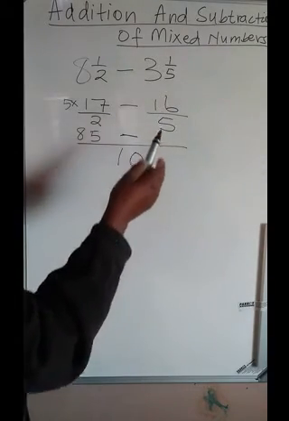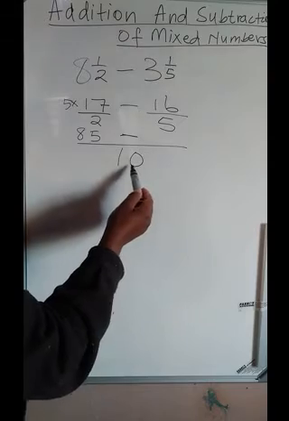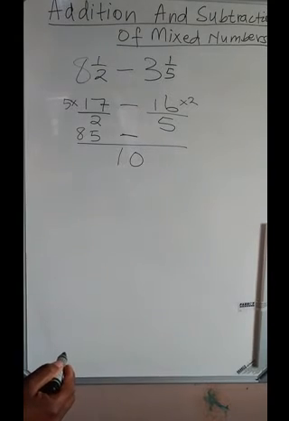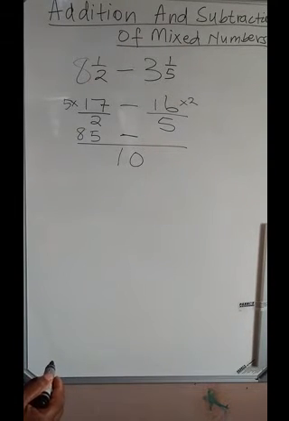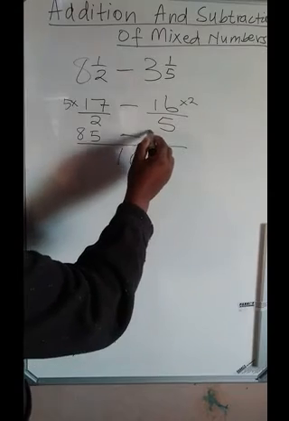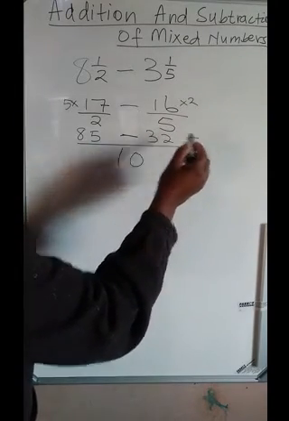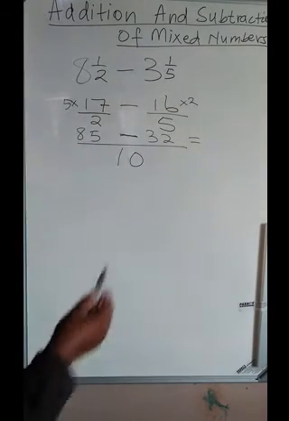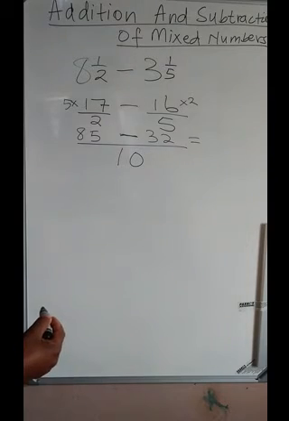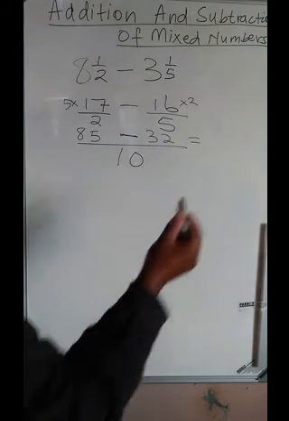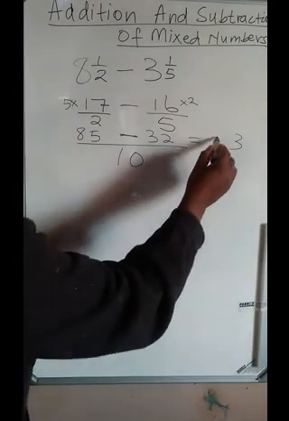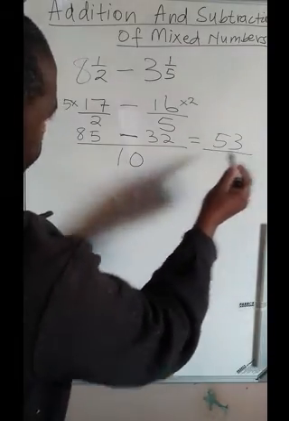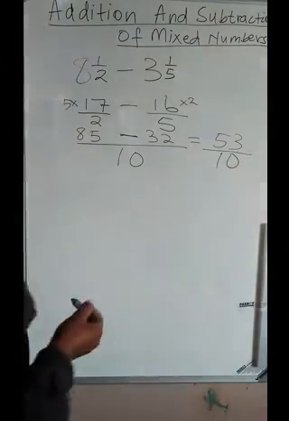And then we come this side now. How many times does 5 go into 10? It goes 2 times. So what is 16 multiplied by 2? It is 32. So now you have 85 minus 32, which is 53, all over 10.